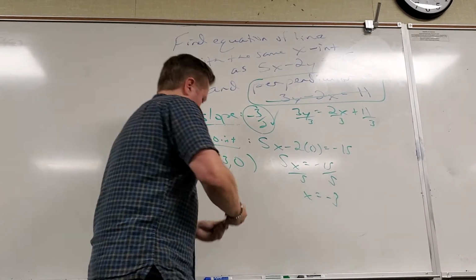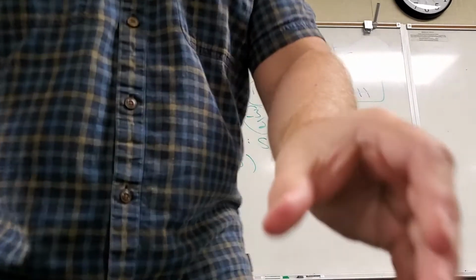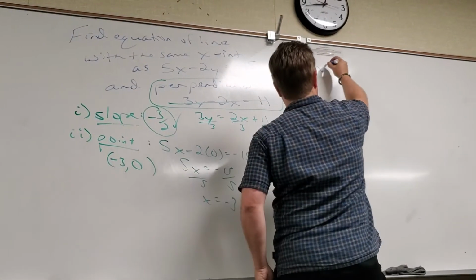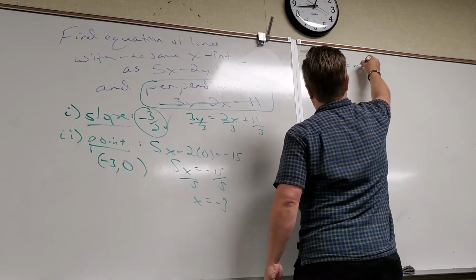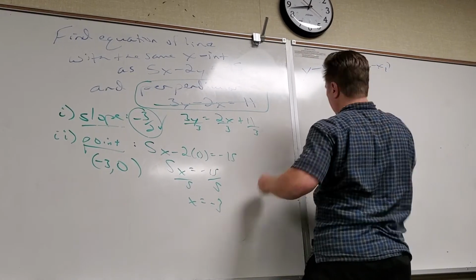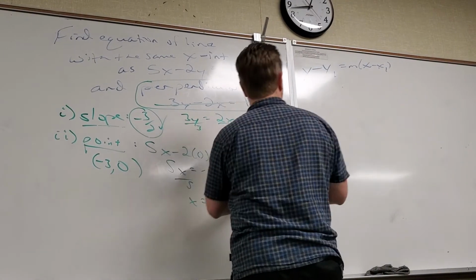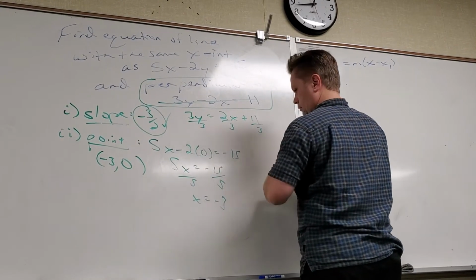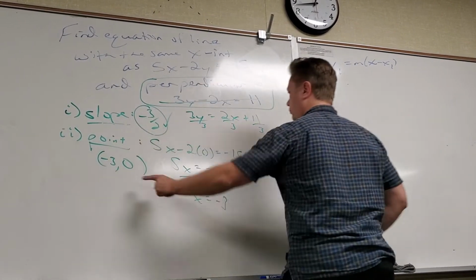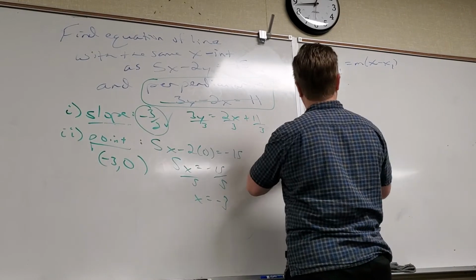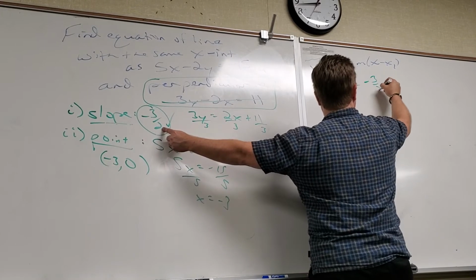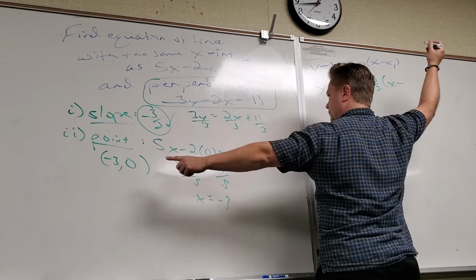Let's see. Yeah, you're just not going to work, are you? No. Which one am I good? Read my good one. Y minus the y piece of my point is what? 0. 0. M, negative 3 over 2. x minus the x piece. Negative 3.